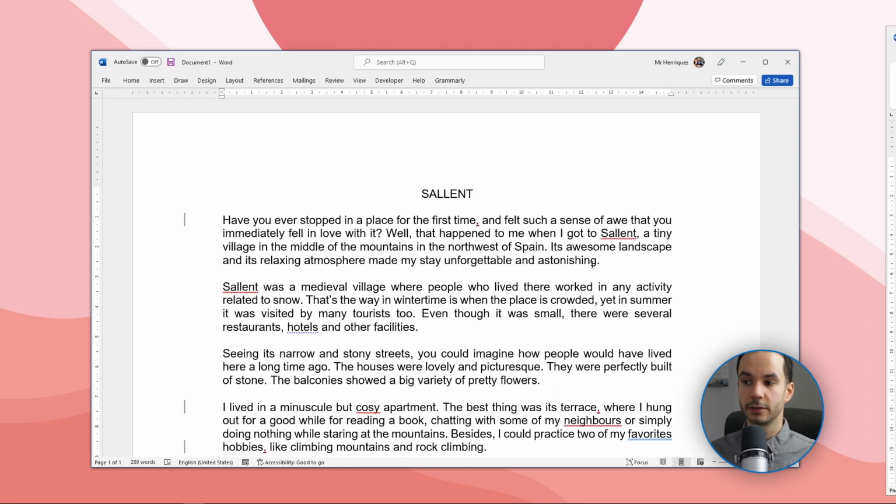Even though I like the word and it's very nice, it doesn't fit the context anymore. So I need to remove it. So we get, its awesome landscape and its relaxing atmosphere made my stay unforgettable. Now then I want to change one more thing, and then we have the perfect introduction.